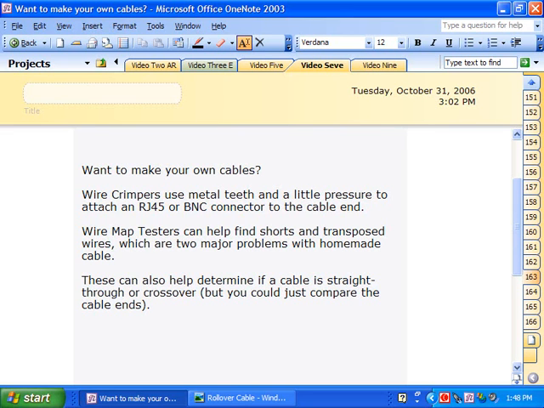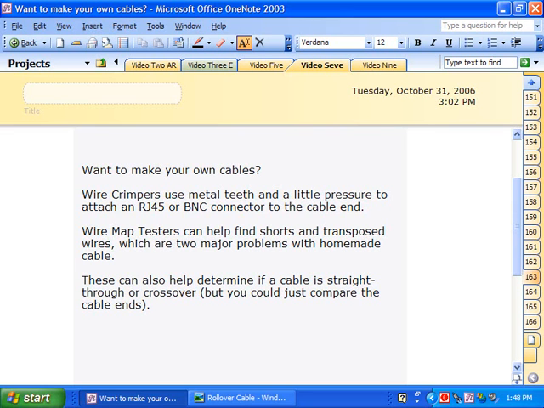For those of you who make your own cables, you must test them. You must. Do not put them in a network and then try to figure out what's going on. A handy little tool called a wire map tester can help you find shorts and transposed wires. And in my experience, those are the two biggest problems you have with cables that you make yourself. And again, I'm not really down talking it. I know a lot of schools that have networking programs have people make their own cables. The bad part is then they go try to put them in production networks without testing them. And you can test them very quickly with a wire map tester.